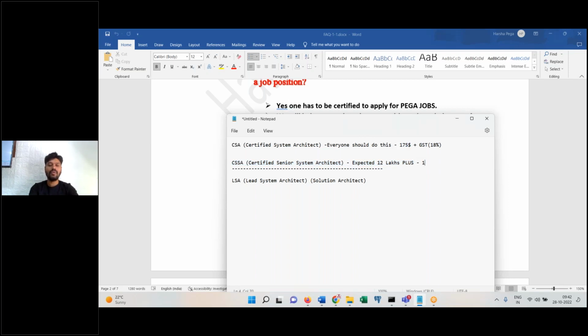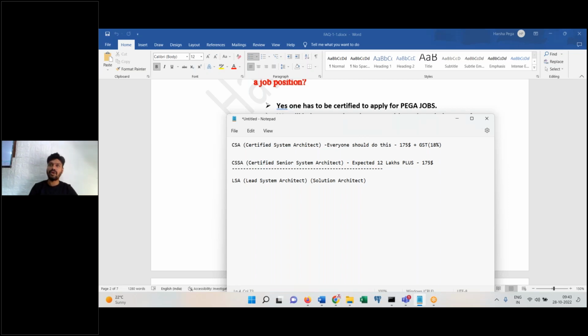This exam is $175. You might be thinking, I'm investing so much amount. I'll tell you, the returns will be the same in Pega. See, there are resources with only 2 years total experience. They join some company as a fresher, they are in Pega and finish 2 years. Their package today is 25 lakhs. There are people like that.